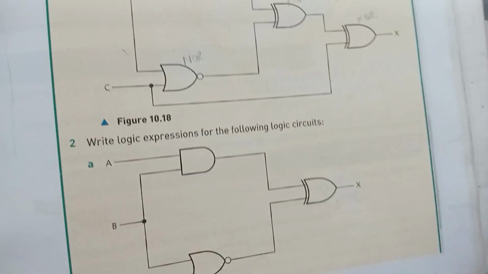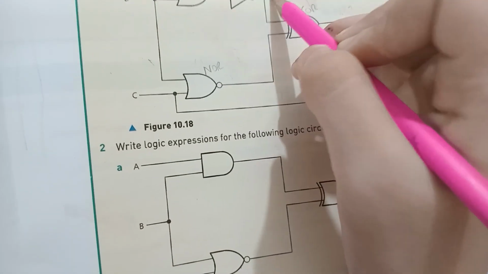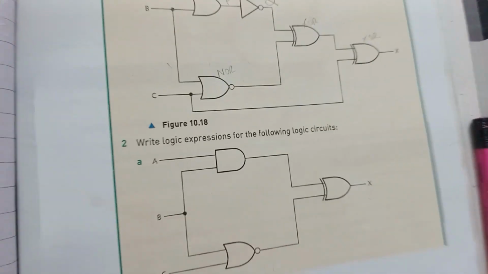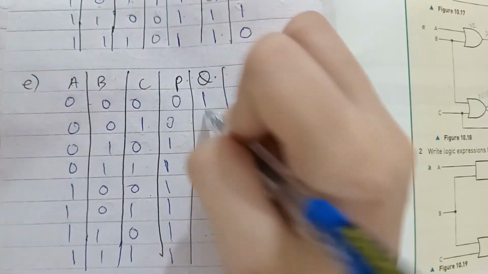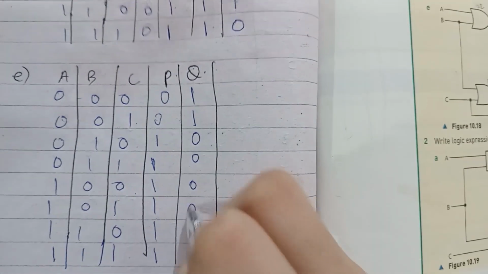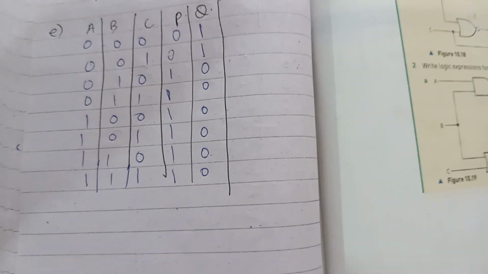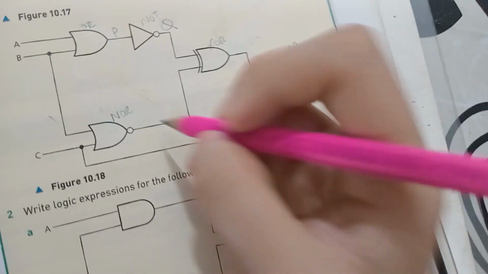So now P के बाद हम इसको Q कर लेते हैं, and P is passing through NOT gate. So I'll write Q here, and here you go. NOT gate में whatever the input is, we'll write the opposite of input for the output. P, Q, and then R लिख देते हैं यहाँ पे.